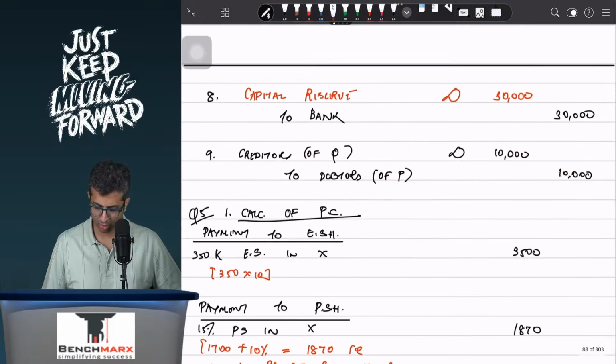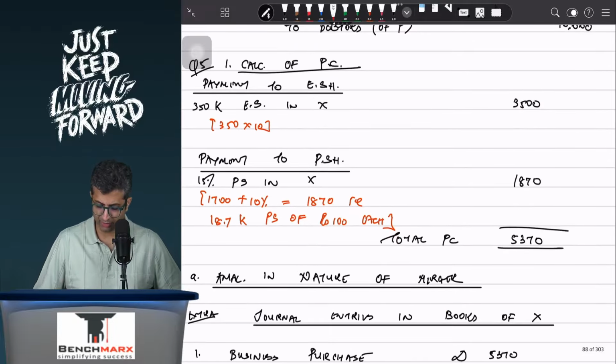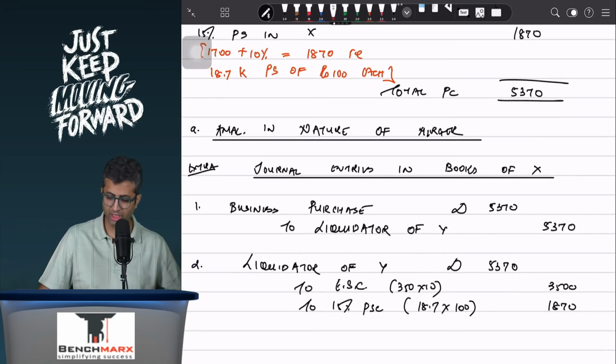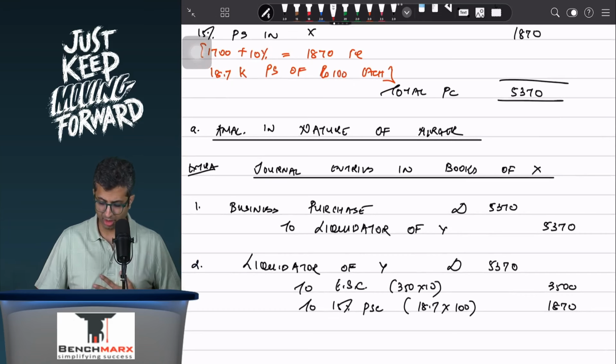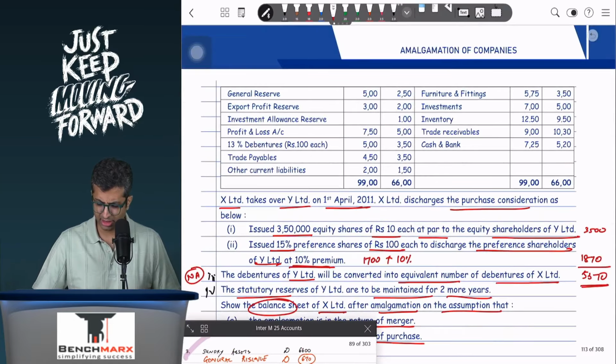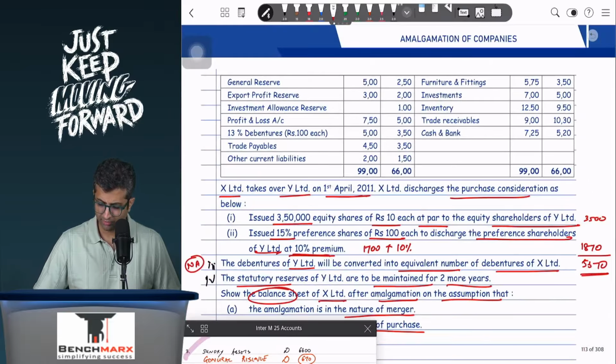Okay, there you go. Question number 5. If you calculate your BC, this is 5370. If it is amalgamation in nature of merger, for extra reference, the journal entries would be business purchase account debit to liquidator 5370, liquidator account debit to equity share capital and preference share capital, and then you will take over all assets, all liabilities, sundry assets, basically each and every asset: land and building, plant and machinery, furniture, investments, inventory, trade receivables, cash, everything added together.